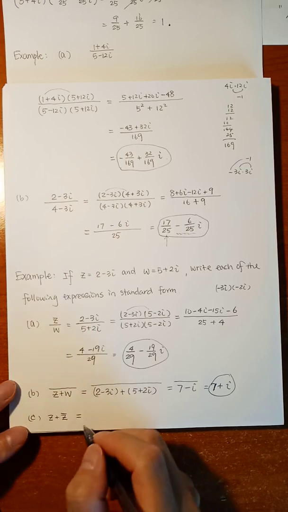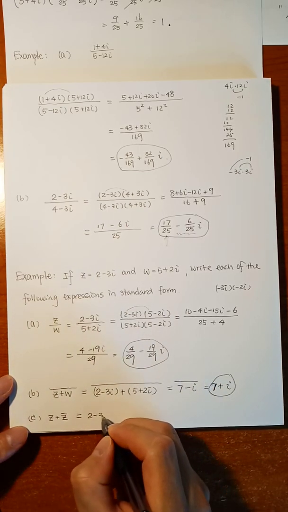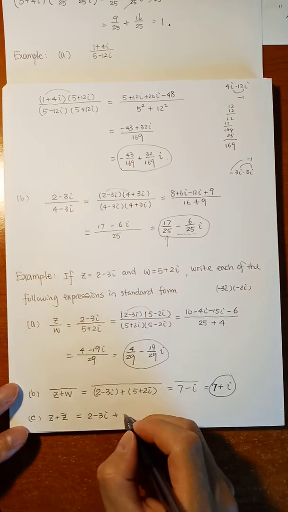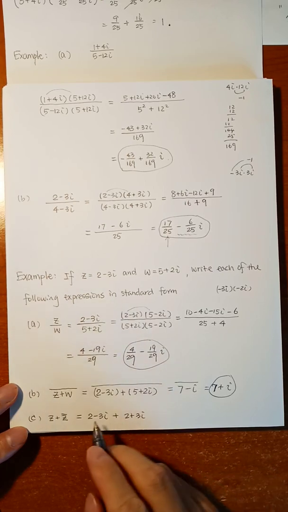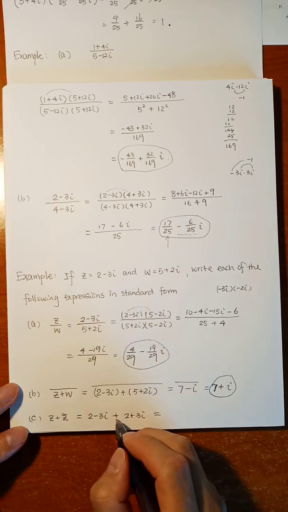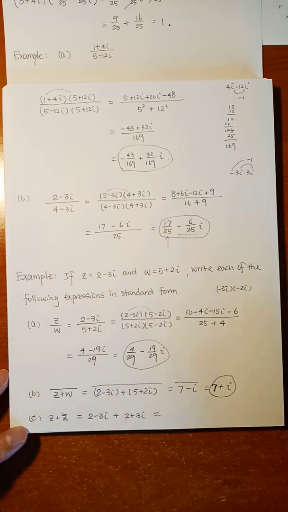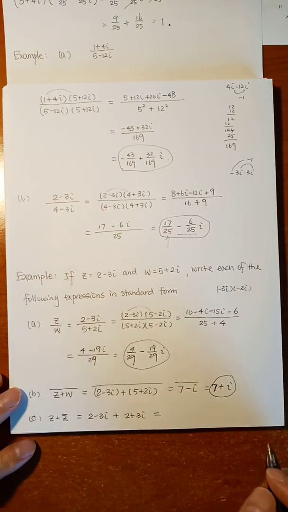Part C, z plus z bar. What is z? z is 2 minus 3i. z bar is 2 plus 3i. So we compute 2 minus 3i plus 2 plus 3i. If it is a plus sign, you don't have to keep the parentheses; you can omit them. If it's a minus sign, you must keep the parentheses.